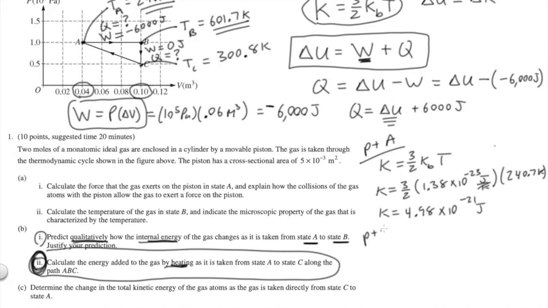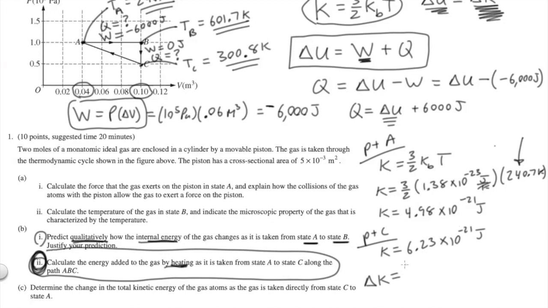Let's go to point C now and do the exact same thing. The only thing that changes is the temperature, so I'm not going to do this again for the sake of time. Just change the temperature to 300.8, and we get a kinetic energy of 6.23 times 10 to the negative 21 joules. So we definitely had a change of kinetic energy, and again, that change of kinetic energy is the change of internal energy.